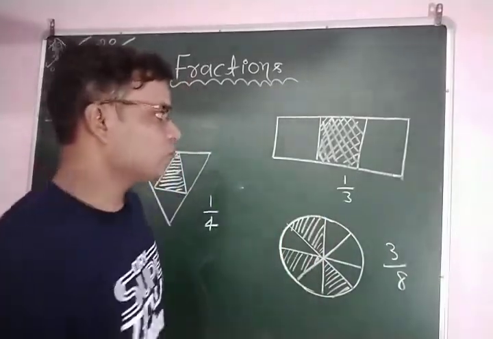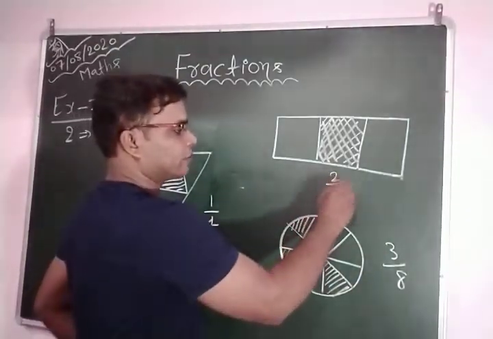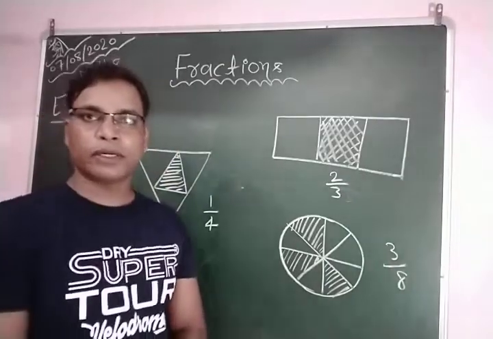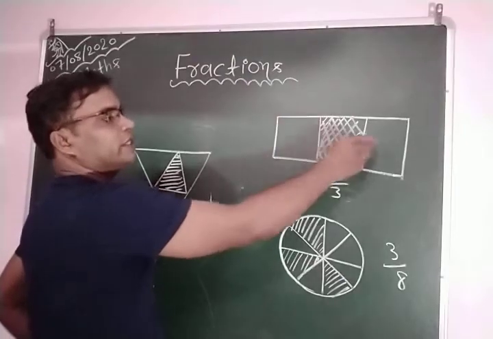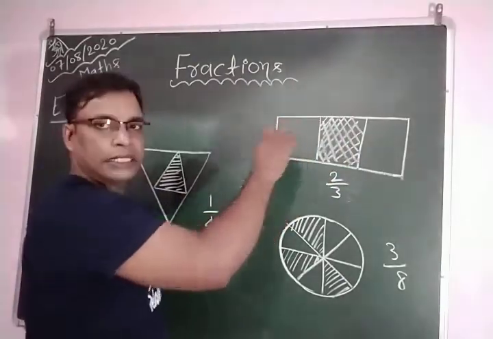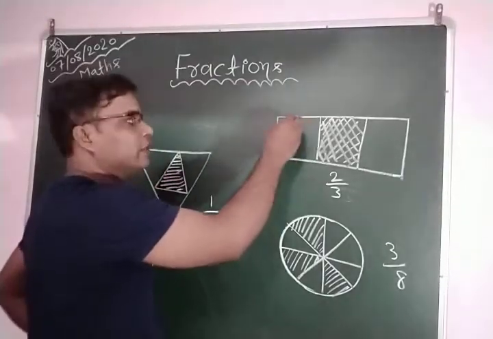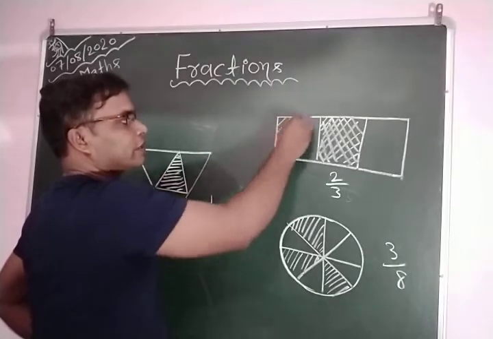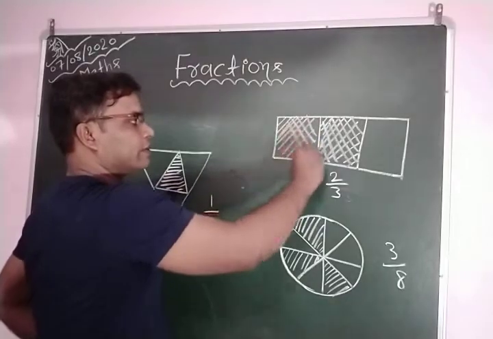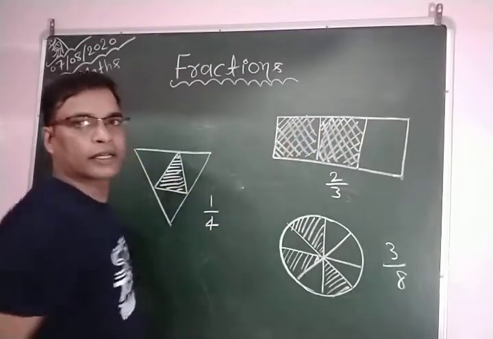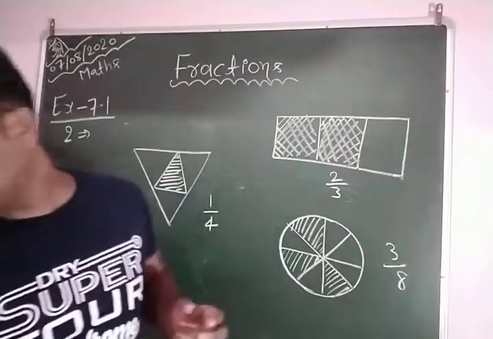Suppose the fraction given is 2 by 3. What is the fraction? 2 by 3, like this. So how many parts do we color? Then we color 2 parts. This is one part, and suppose this or this, any one we can color, because each part is of equal size, equal area. So this also we color. This is 2 by 3. Clear? Now the next figure is given like that.